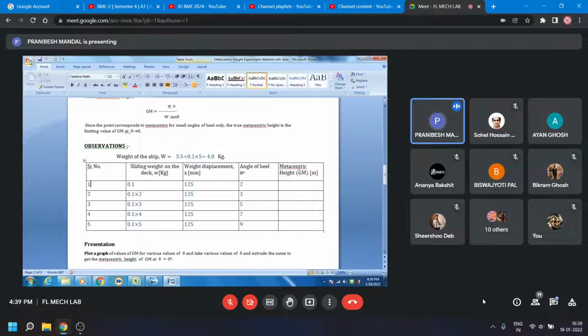Because we need to ensure that throughout my tilt, whatever theta will be, the metacentric height should be positive. Got my point or not? Yes, sir. So I think you can do this. You know how to extrapolate a curve, and you can get it for theta equal to 0 degree. Okay? I think this is a very easy experiment. That is why I prefer to do it on the day. Okay?